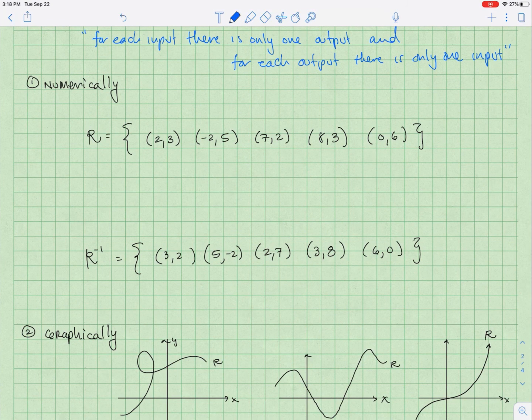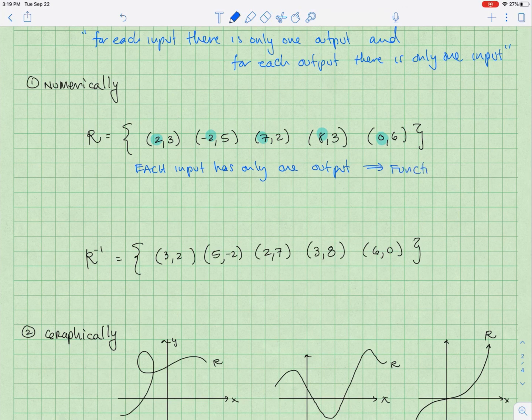So for our first relationship R that we had taken a look at, I have a collection of ordered pairs. And right away I can tell you that this is a function because none of the input values repeat. So I don't have a chance to match up 2 with multiple outputs. So while it is a function, each input has only one output, meaning it is a function.